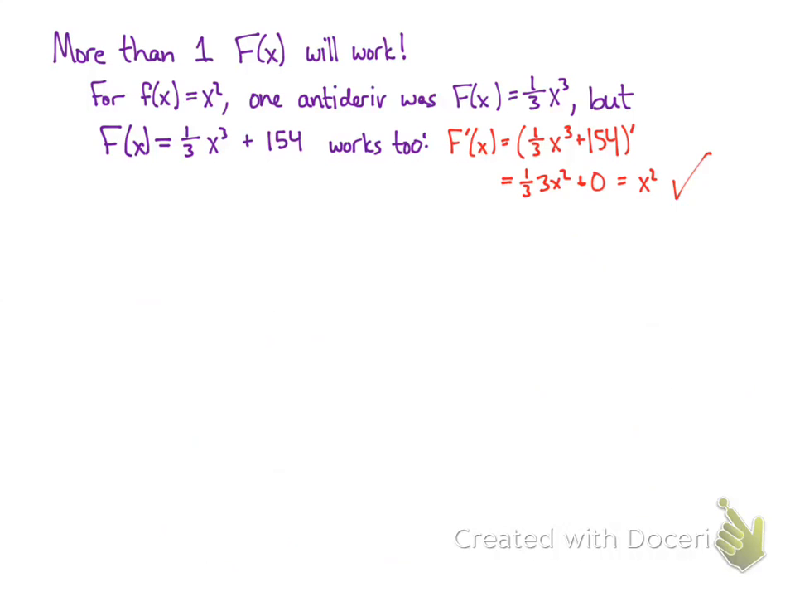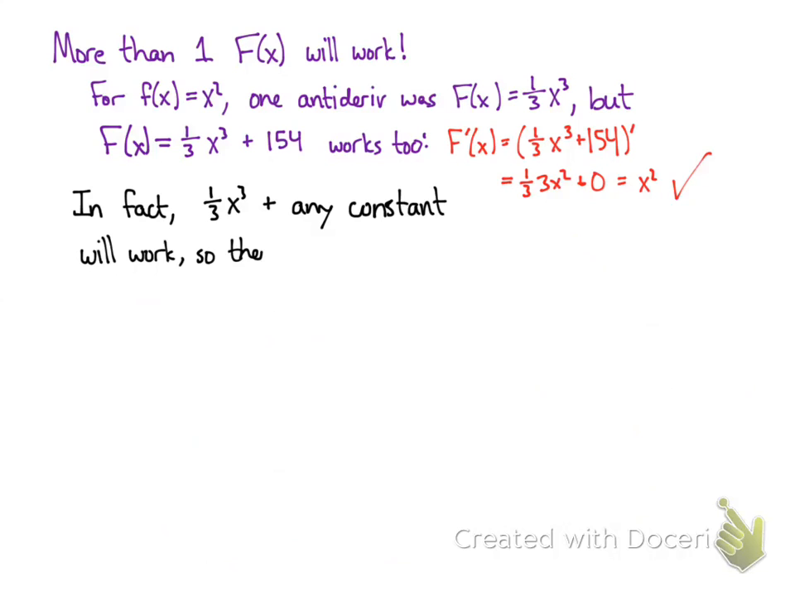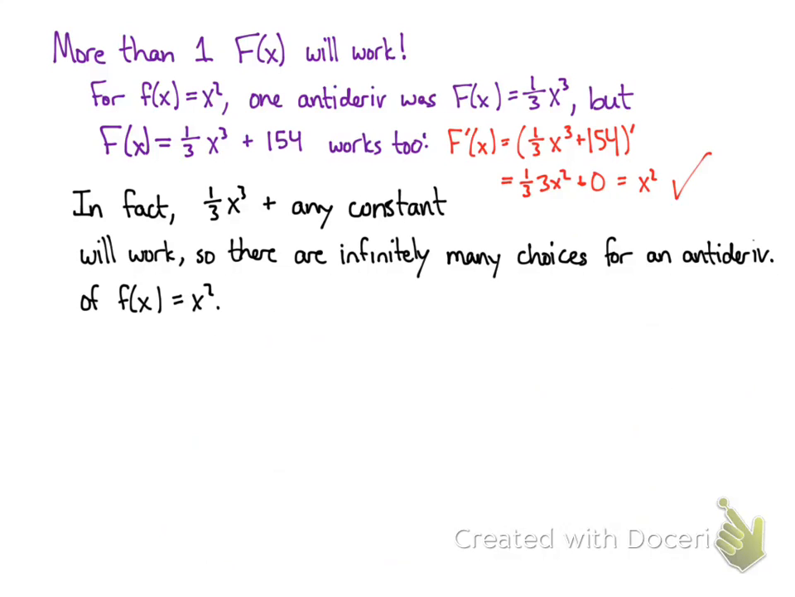That means that I have two different functions that are both antiderivatives of x squared. In fact, there's nothing special about 154. 1/3 x cubed plus any constant, any number, will work as an antiderivative. So there's infinitely many possibilities for an antiderivative of f of x equals x squared, right? 1/3 x cubed plus any constant number.